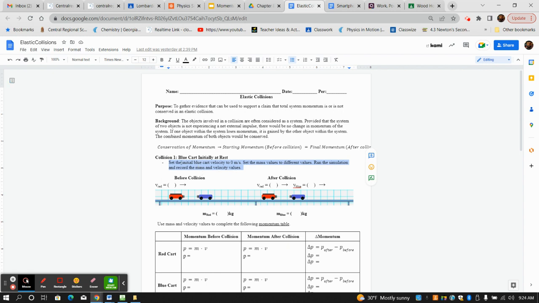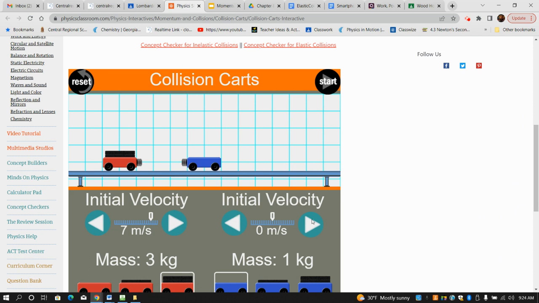They said set the initial blue car velocity to 0, set the masses to different values, run the simulation, and record mass and velocity values. Okay, so they want the blue car initially at rest. So I have to click on the slider and make it 0. And if it's over here, you can click on it and drag it a little closer.